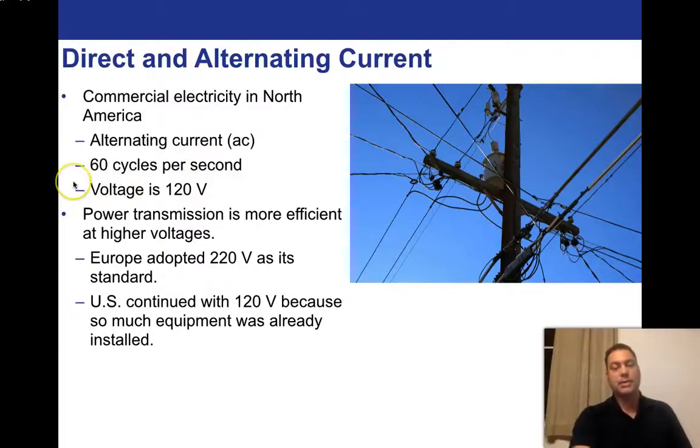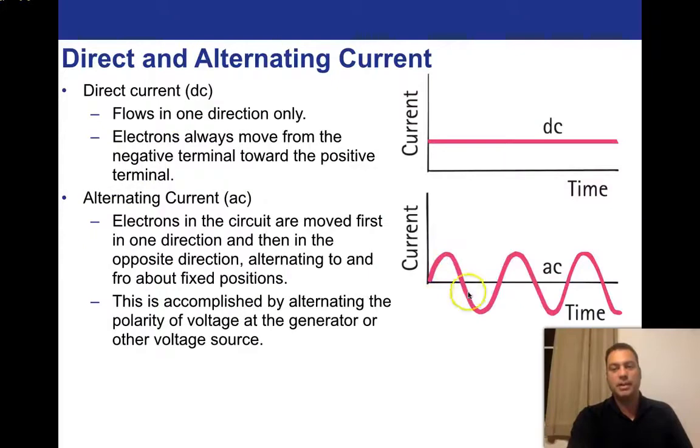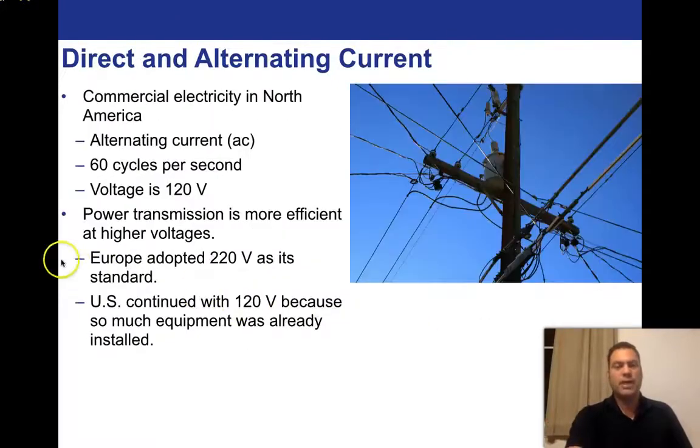60 cycles per second. In other words, every second that goes by, this goes up and down 60 times. The rest of the world has different values. I believe Europe is at 50. The United States is at 60. Voltage is usually set at about 120 volts. Power transmission is more efficient at higher voltages, however, and that's the reason why Europe adopted the 220 system. The United States is at 120. The U.S. basically continued it because we already had 120 in place. It would be an extremely expensive endeavor to change it.